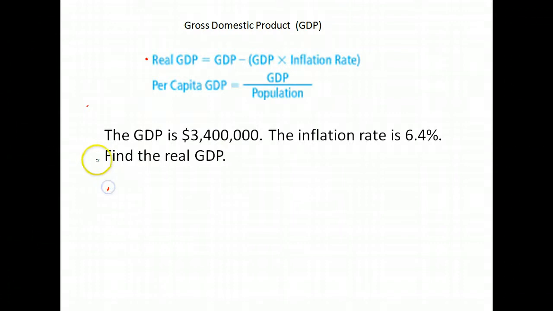We are asked to find on this question the real GDP. We would follow this formula up here. They gave us all the information we need, it looks like. It says the GDP is 3,400,000. Okay, so that would go here, minus that same GDP, 3,400,000, times the inflation rate, which we would want to write as a decimal, so move the decimal 2 places to the left. So we're multiplying by 0.064.